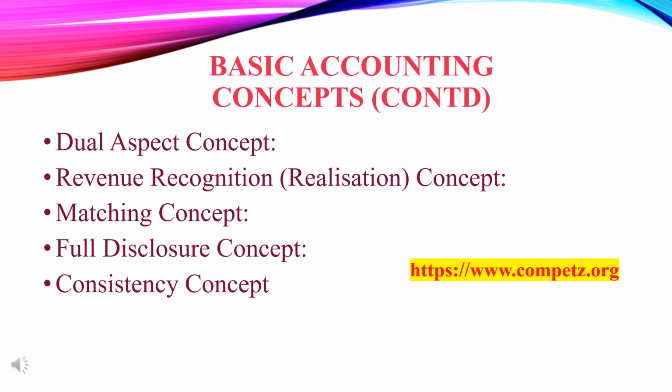So this type of dual effect takes place here. This is called the dual aspect concept. This type of dual effect takes place in case of all the business transactions. That's why it's called the duality principle. And thus the duality principle is expressed in terms of the fundamental accounting equation, which is assets is equal to liabilities plus the capital. Coming back to the next concept, that is the realization concept, that is revenue recognition.